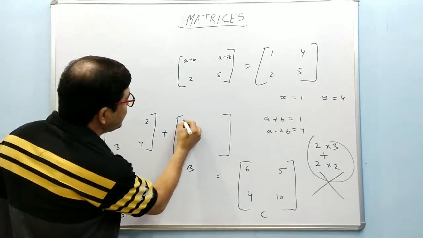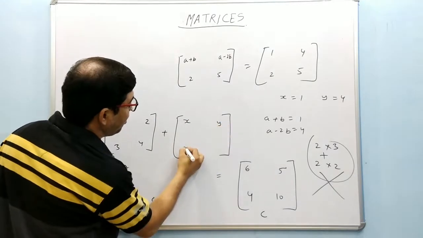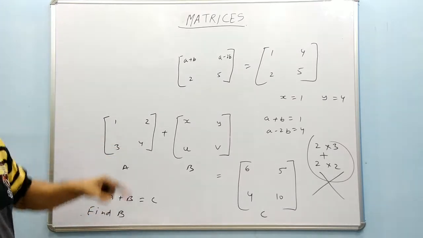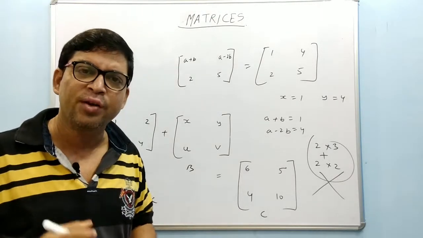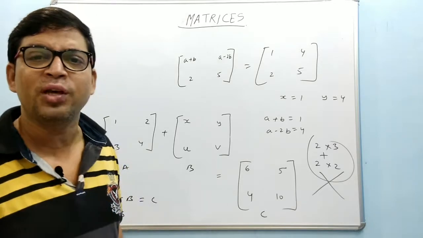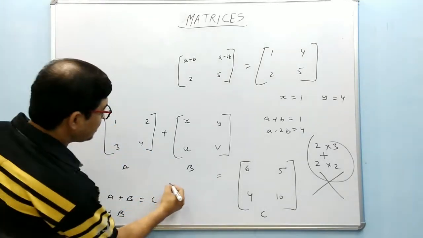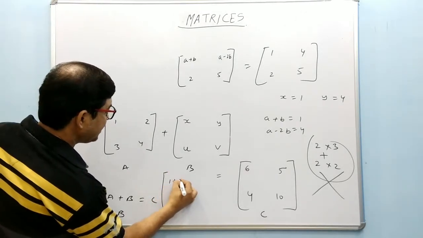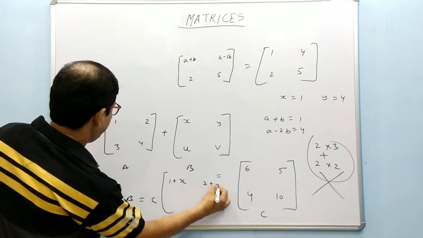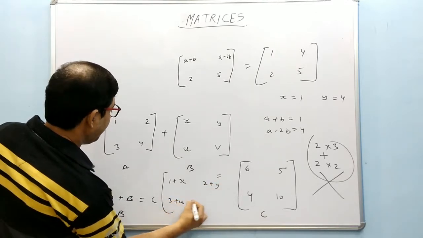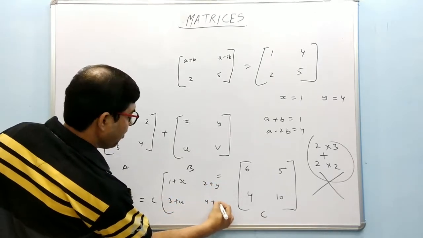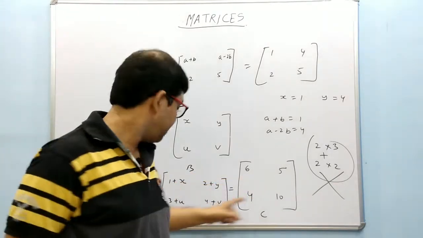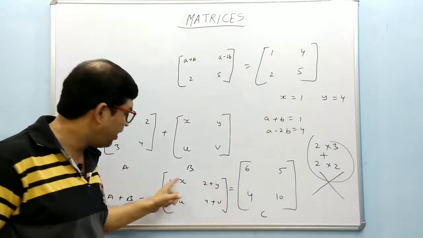So I will write this as X, Y, U, V like that. Just go for what they are saying in the question. You will get the value of the unknown thing very easily. So if you just write the addition, it will come out to be 1 plus X, this is 2 plus Y, this is 3 plus U, and this is 4 plus V, is equal to the given thing here, C. Now A plus B is equal to C. Now equate the things.